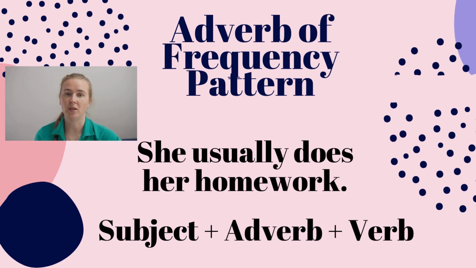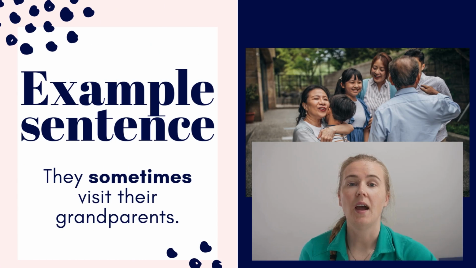Here is an important note. Adverbs of frequency usually follow the pattern subject, adverb, and verb. For example, she usually does her homework. Another example following this pattern, they sometimes visit their grandparents. Here, sometimes is placed between the subject and the verb.